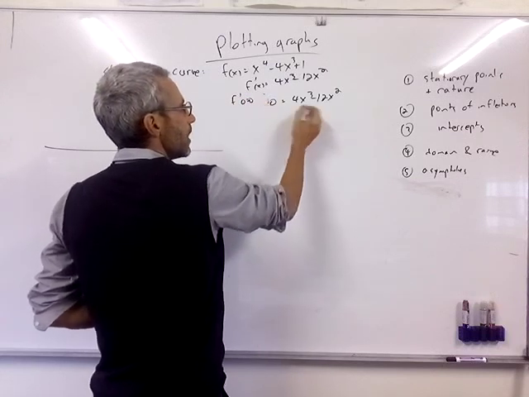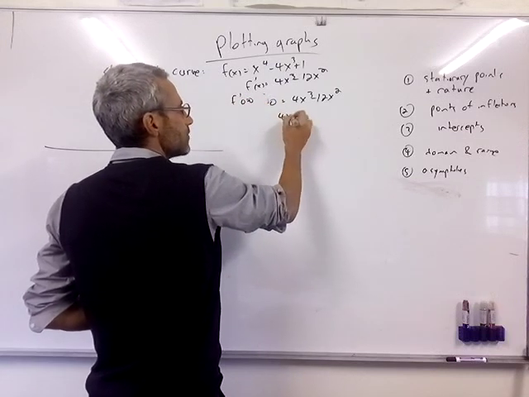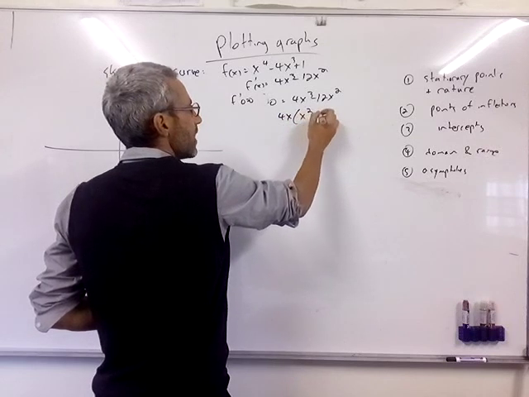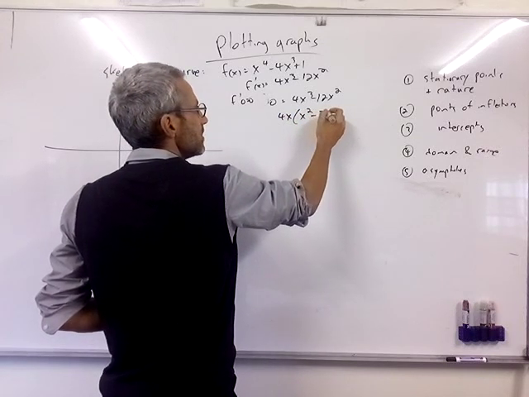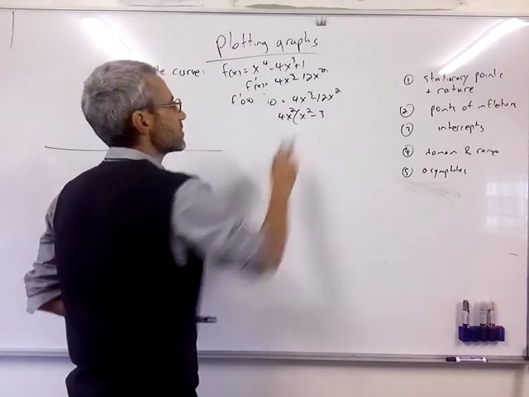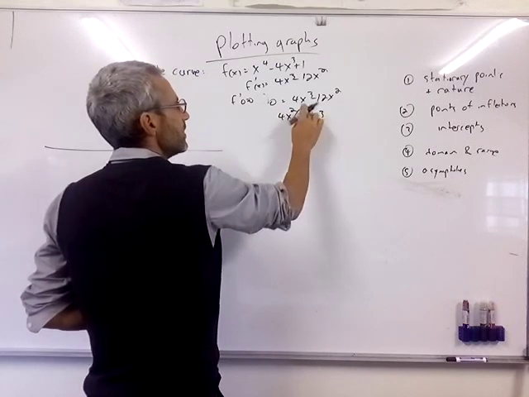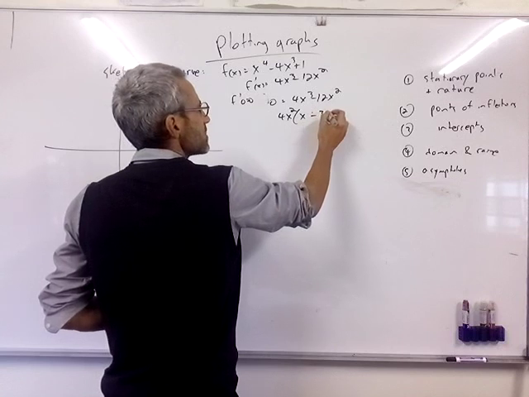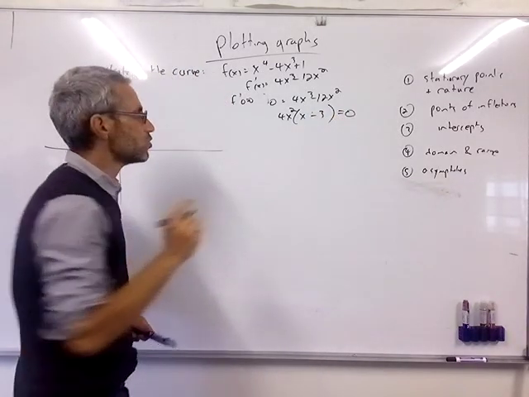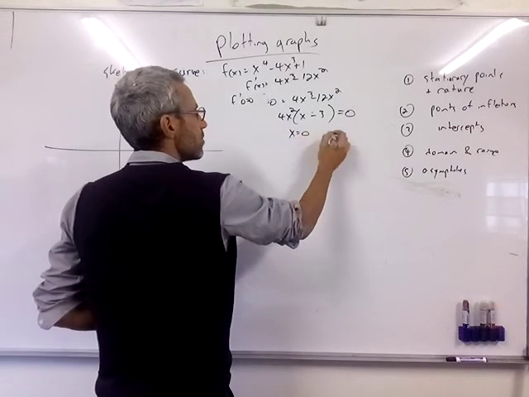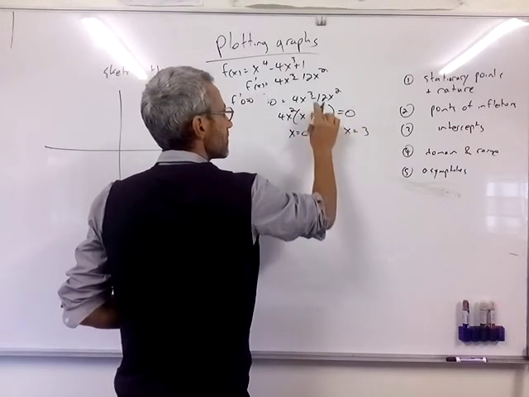Okay, we'll take 4x out, 4x, x squared minus 3. So I should have taken 4x squared. So 4x squared, x minus 3. That must be equal to 0. And I've got two options, right? I've got x equals 0 or x equals 3.